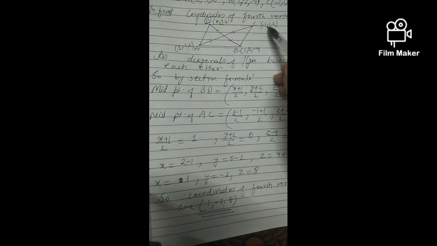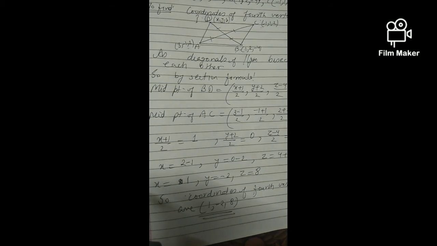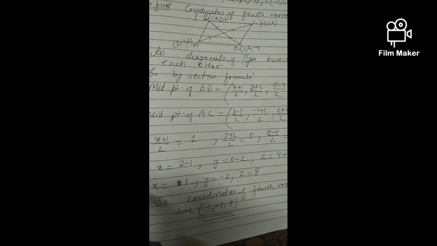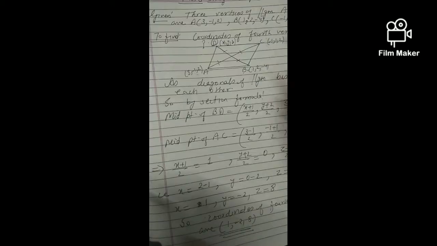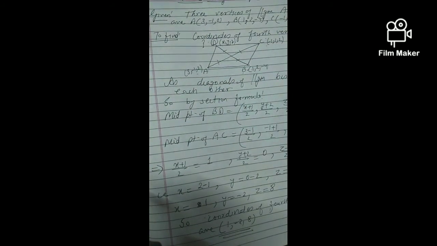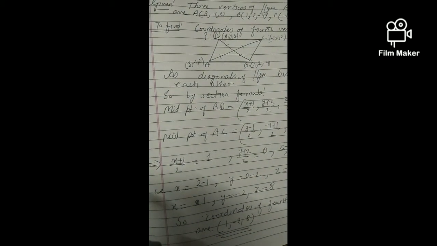We have just applied the property of parallelogram, that the diagonals of a parallelogram bisect each other. Bisect each other means they are cutting each other at exactly equal point, means the midpoint of AC is equal to the midpoint of BD. So we applied the midpoint formula, that means the section formula, and after applying it we equated the midpoints of AC and BD, and we are getting the values of x, y, z. And x, y, z are actually the coordinates that we took in the beginning for the fourth vertex D. Okay, so this is the first sum.